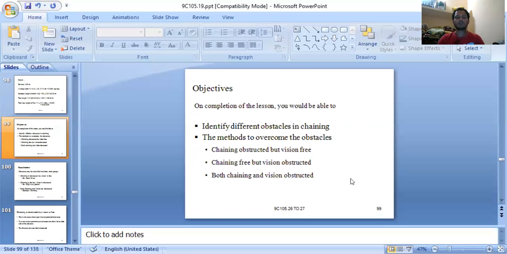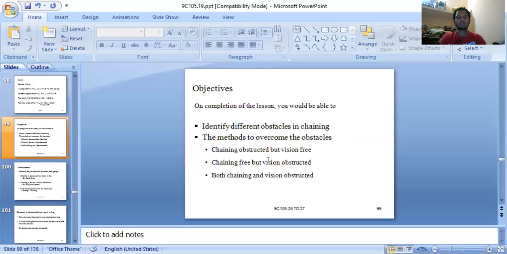So we have classified the total obstacles into the following three. The first one is chaining obstructed but vision is free. The second one, chaining is free but vision is obstructed. Both chaining and vision are obstructed.